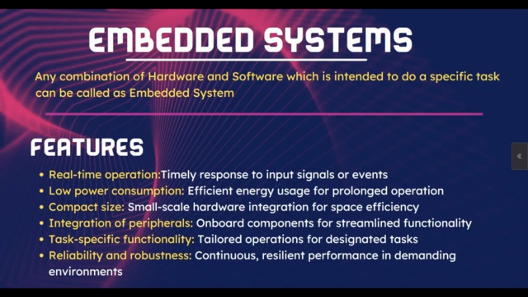The features of embedded systems are real-time operation, low power consumption, compact size, integration of peripherals, task-specific functionality, reliability, and robustness. Real-time operation means timely response to input signals or events. Then efficient energy usage for prolonged operation. Compact size is small-scale hardware integration for space efficiency. Integration of peripherals means onboard components for streamlined functionality. Task-specific functionality is tailored operation for designed tasks. Reliability and robustness give continuous and resilient performance in demanding environments.